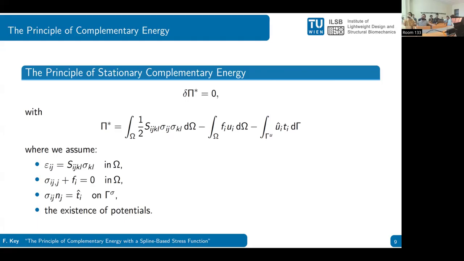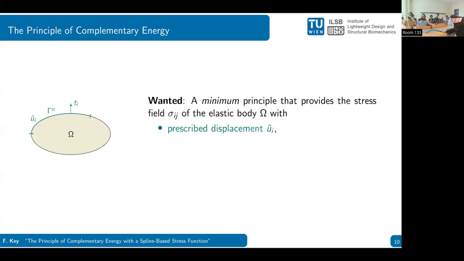Okay. I hope it will get a little bit more clear now, also looking at one step further, because so far the only condition was stationarity. Yeah? So we just set the variation to 0. But now we want to have a minimum principle. So far stationarity is the first, or the necessary, condition for a minimum.